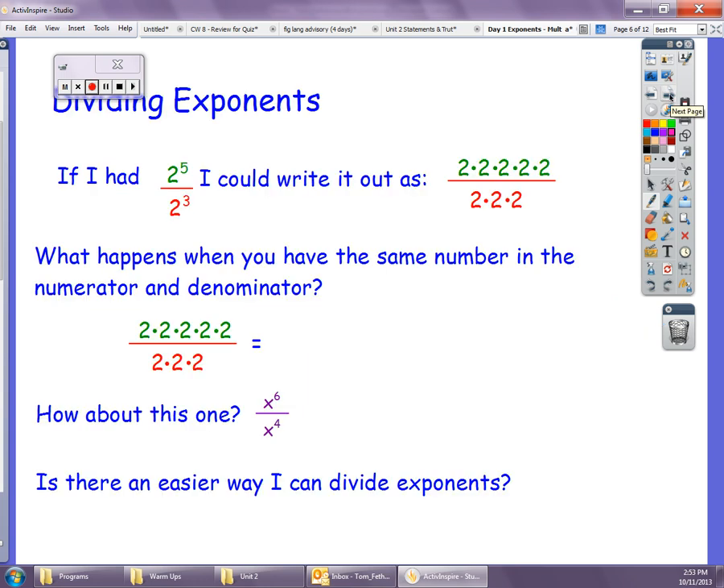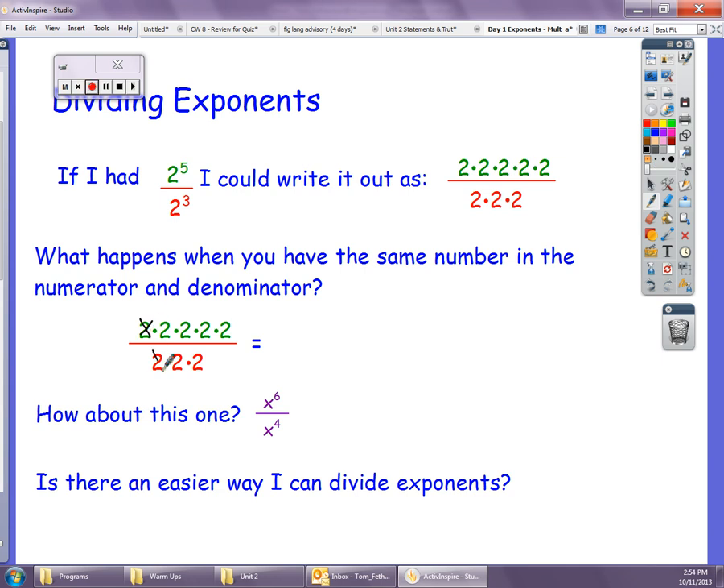Now, if we take a look at dividing exponents, if I had 2 to the 5th divided by 2 to the 3rd, I can write it out as my 5 twos, 1, 2, 3, 4, 5, because that's what 2 to the 5th means. And then we have our 3 twos, 2 to the 3rd. And then what happens when we have the same number in the numerator and denominator? Well, they actually cancel each other out.